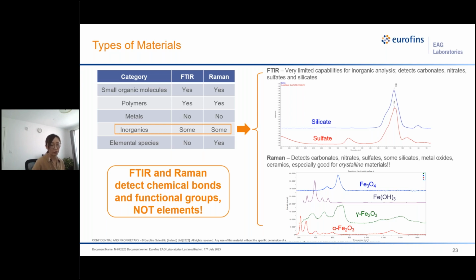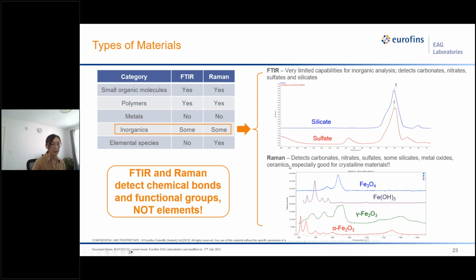Inorganics can get a little bit tricky. In general, FTIR has very limited capability for inorganic analysis. FTIR detects inorganic carbonates, nitrates, sulfates, and silicates, but a lot of the times it is very difficult to use FTIR to differentiate them. Here I have an example of the spectrum for inorganic silicate and the inorganic sulfate. As you can see, those two types of compounds produce very broad absorption features in a very similar spectrum range, making them very difficult to be differentiated using FTIR.